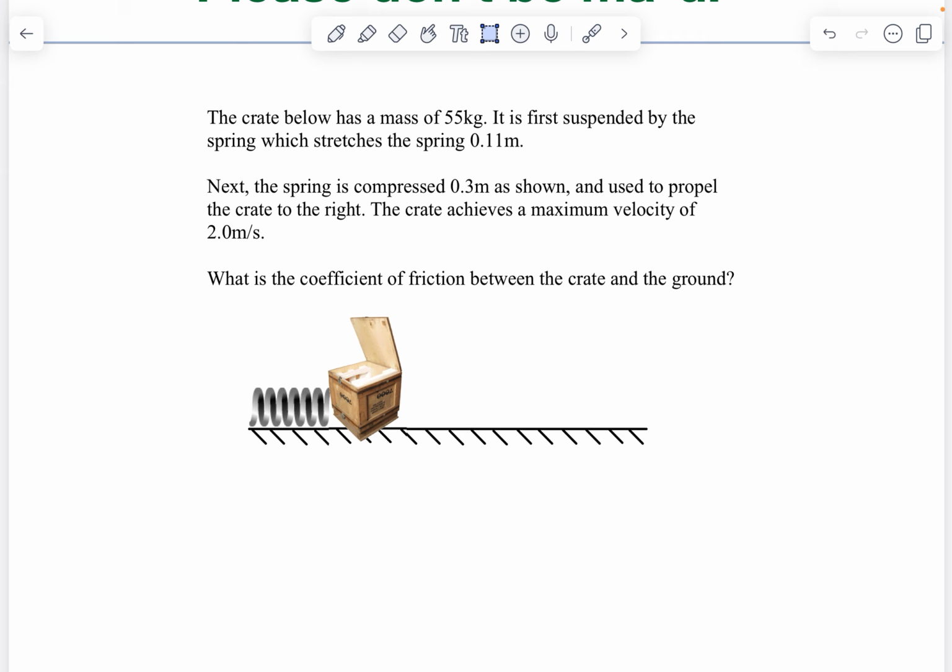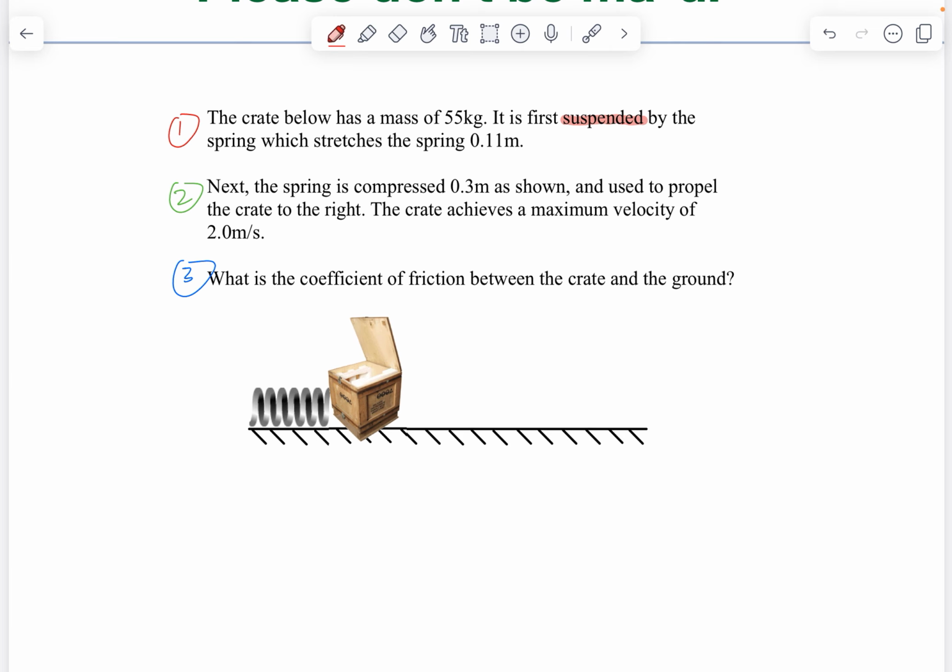Okay, so I'm going to break this up into 3 different parts. I'll call them part 1, part 2, and part 3. It's one big question when we get to this coefficient, but we need to use all these things to get to that. So first one, it says the crate below has mass 55 kilograms. It's suspended. Important word there: suspended means we're going to hang it at rest. If you suspend something from some rope or some wire, or in this case a spring, it's just going to hang there motionless.